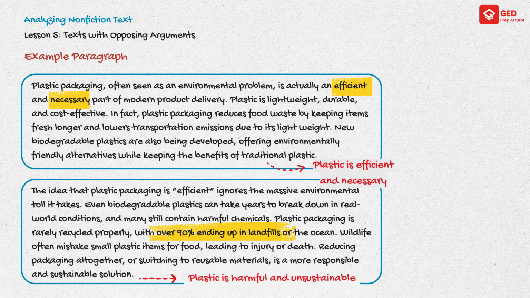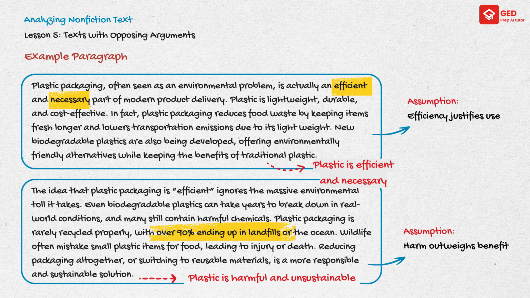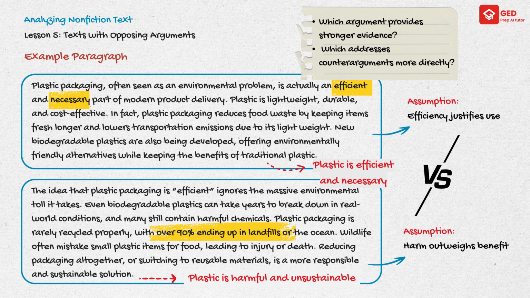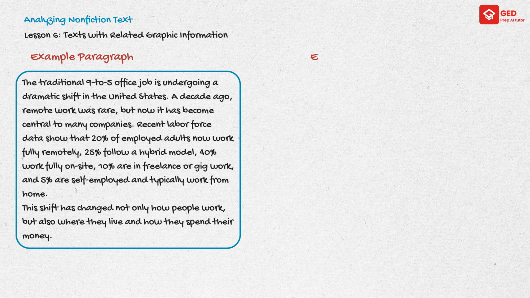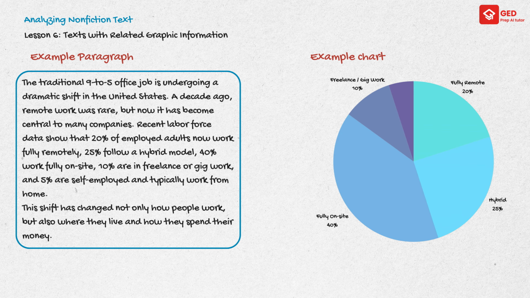Then, examine assumptions. One assumes efficiency justifies continued use. The other assumes environmental harm outweighs economic benefits. Finally, evaluate strength. Which argument provides stronger evidence? Which addresses counterarguments more directly? In opposing texts, your job is not to agree, but to evaluate reasoning. In this lesson, we're moving beyond text alone. On the GED, you will often see a passage paired with a graphic, such as a chart, diagram, or table. Some questions focus on the text, some focus on the graphic, others require both.